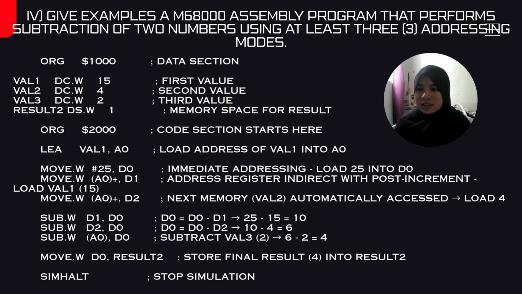Okay. Next is the instruction move.w D0 result 2. Okay. So finally, the result which is 4 is stored in result 2 in the memory location. Okay. Lastly, the instruction SIMHALT. Okay. So here is the stop of the simulation and the final result is 4 stored in result 2. Okay, that's all.